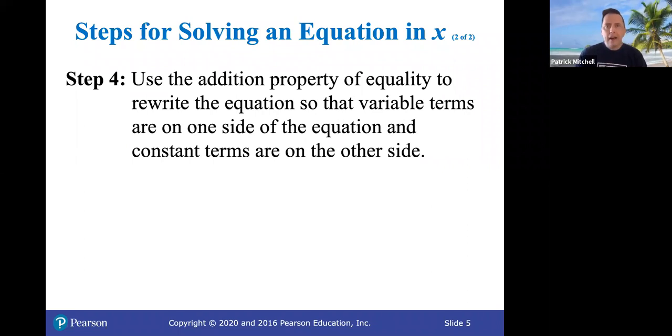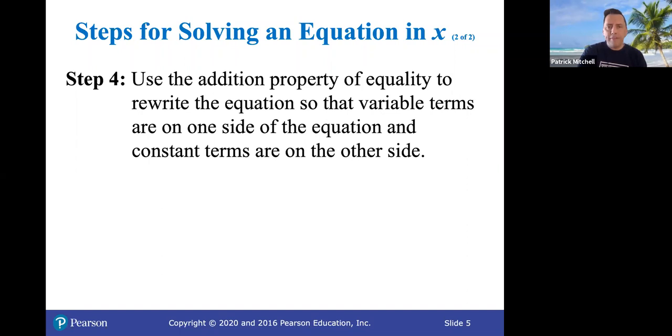All right, and then this step is what we called in class, put apples with apples and put oranges with oranges. So if you have x's on both sides of the equation, use the addition property of equality to get all of the x's on the same side. And the same thing for the constant terms, get the constant terms on the other side. So at this point, you would have something like 2x equals 12 or 1/2 x equals 8, just a single x term on one side and a single constant term on the other side.